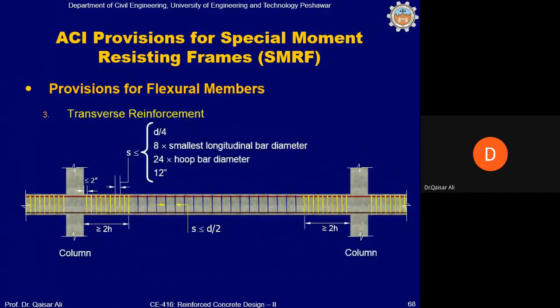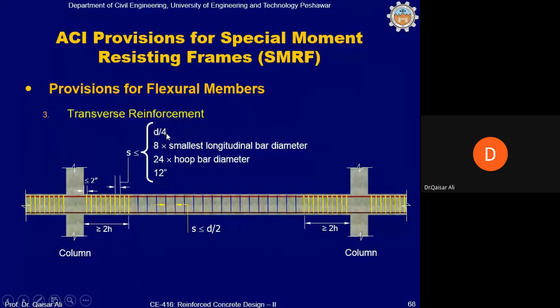Another provision for the ends of the beams: the ACI code has placed a restriction on the beam ends within a length from the face of the column to a length in the beam equal to twice the thickness of the beam, twice the depth of the beam. So within this location, the ACI code wants to use a stirrup with the provisions as mentioned in this slide. The stirrup spacing must be the least of these 4 requirements, the least of these 4.